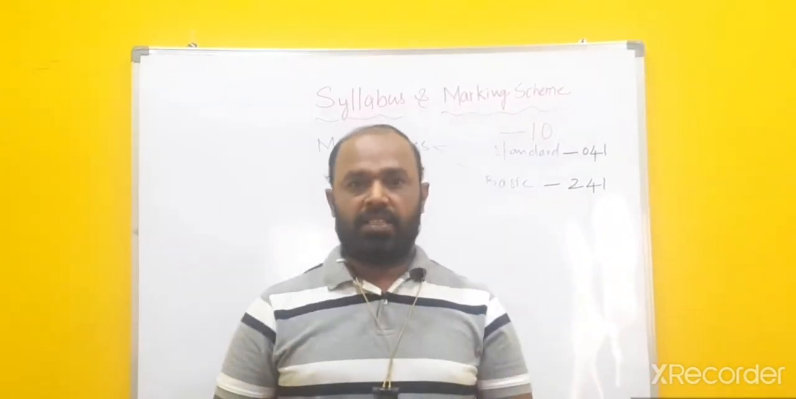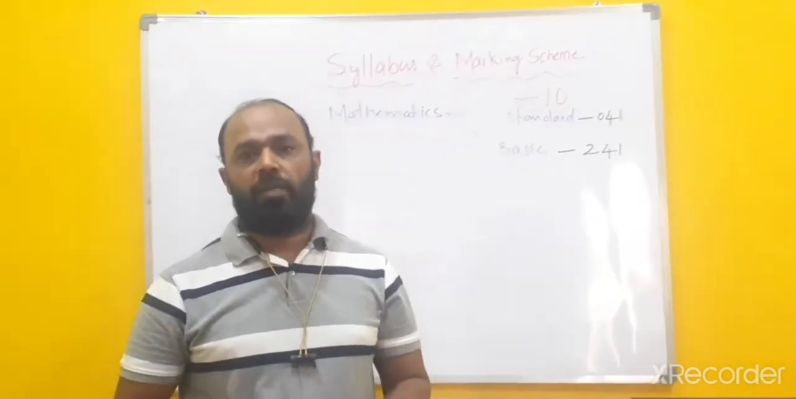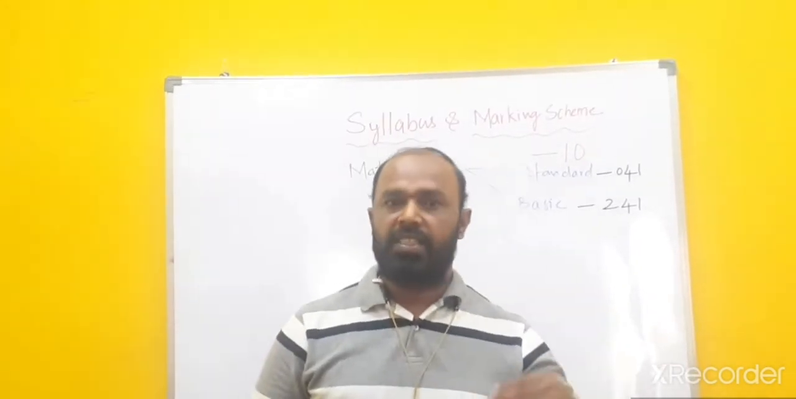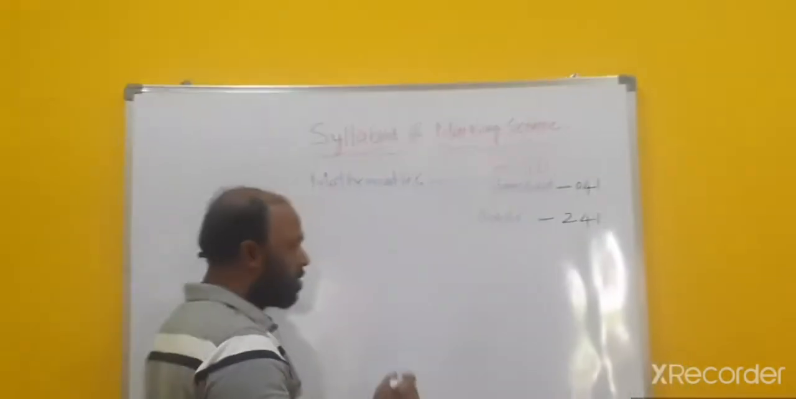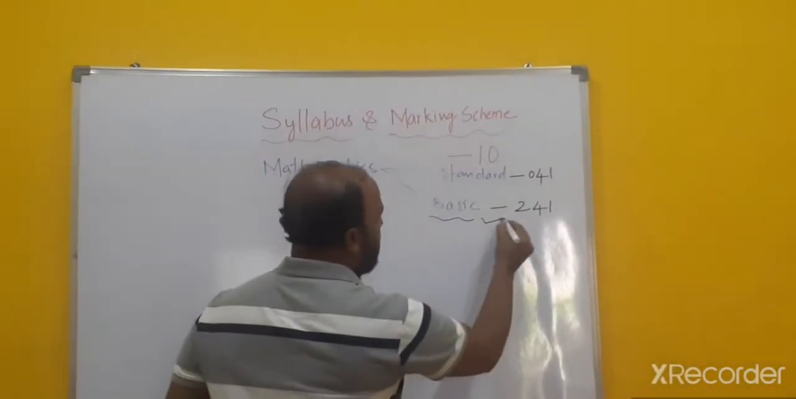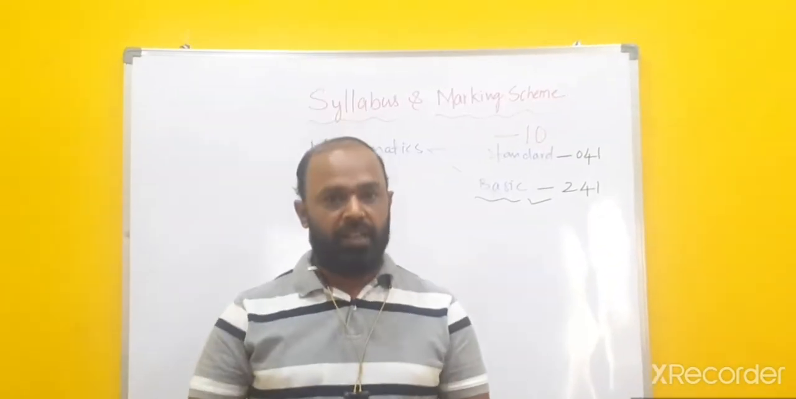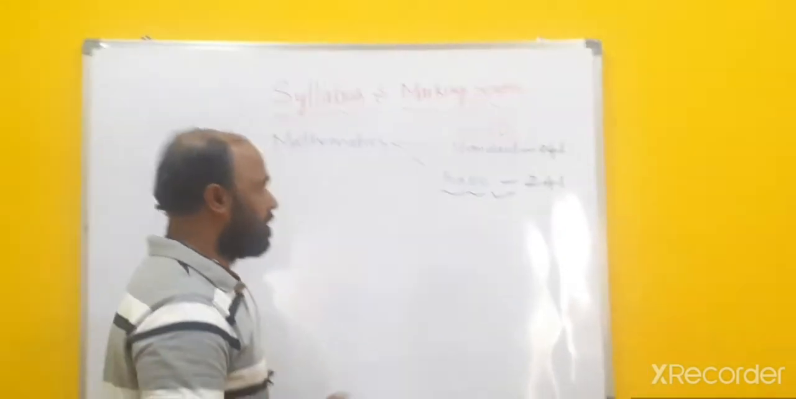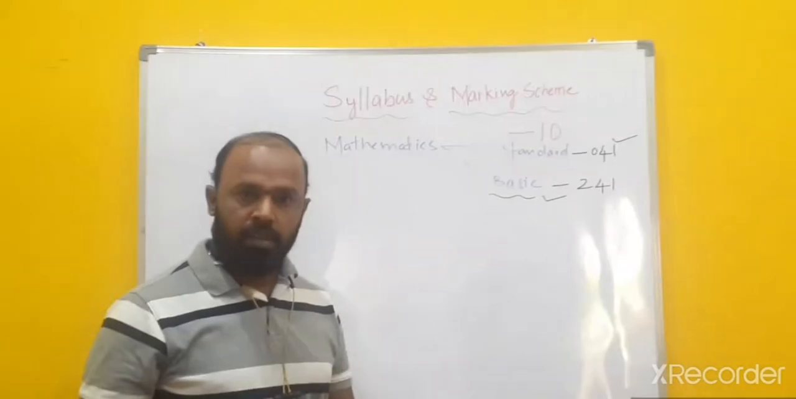The main reason is, suppose in intermediate, some students don't want to take mathematics as a subject. Means they want to go for BPC, CEC, that type of courses. There is no mathematics. For that type of student, the basic paper is a little beneficial. And what is the standard? If you want mathematics as a subject in intermediate and higher levels, then you can choose the standard paper, that is 041. Is it clear to everyone?